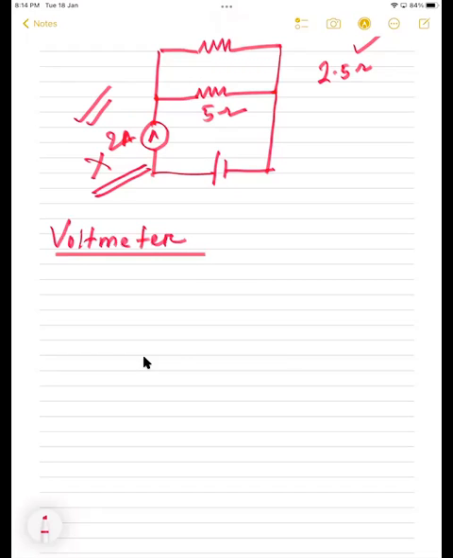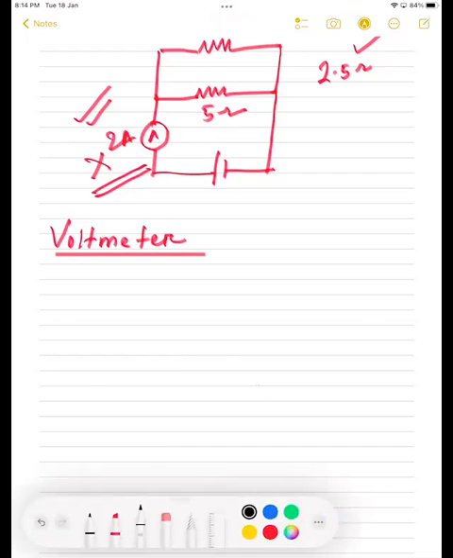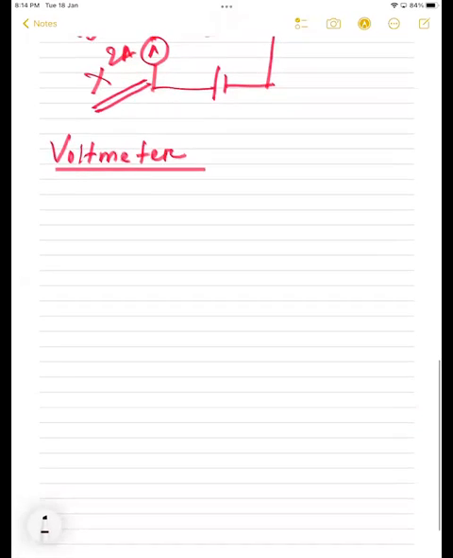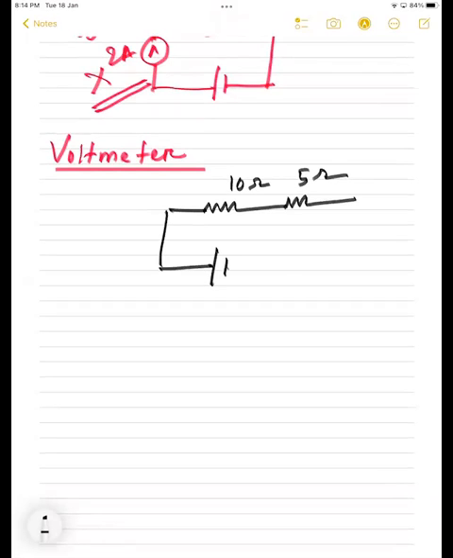Voltmeter, right? How is the voltmeter connected, students? We want to measure the voltage. This is 10 ohm, this is 5 ohm, and there is a voltage of 30 volt. So what will the total current be here? 30 by 15, 2 ampere.